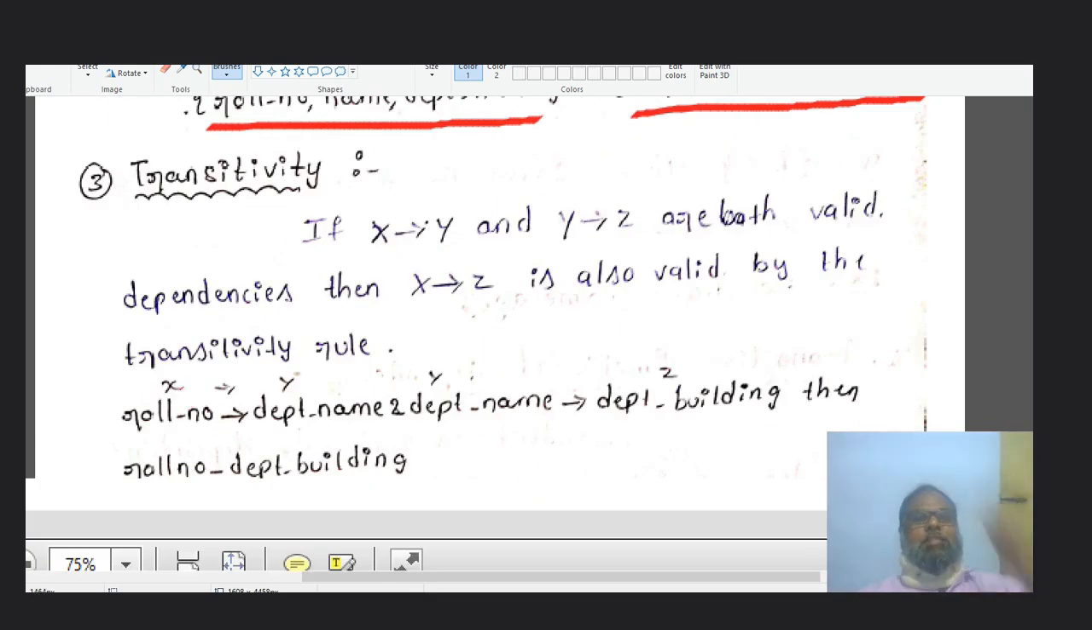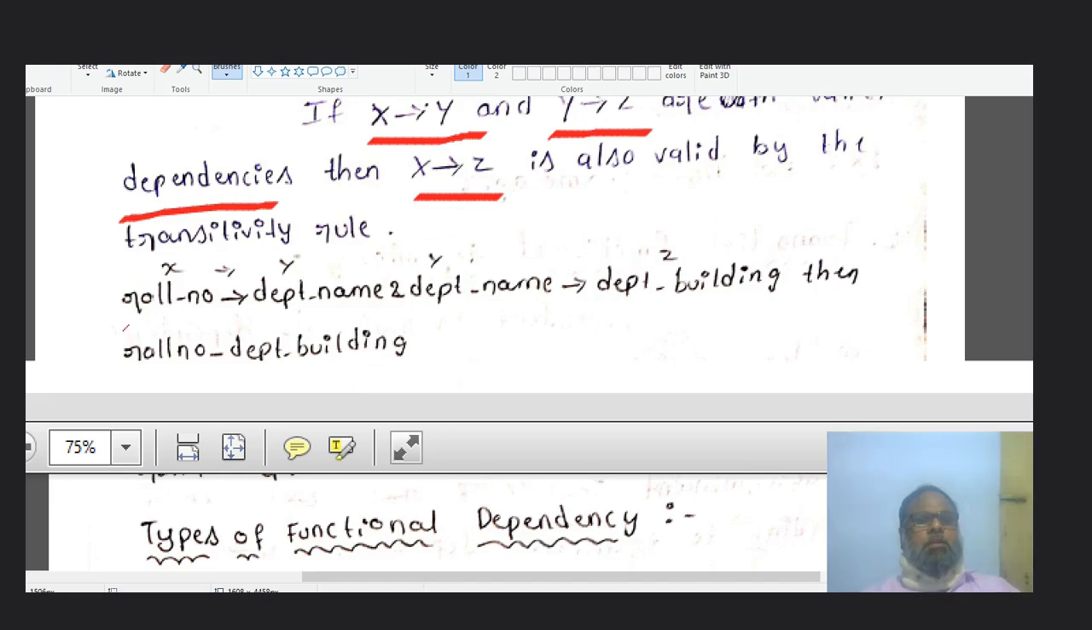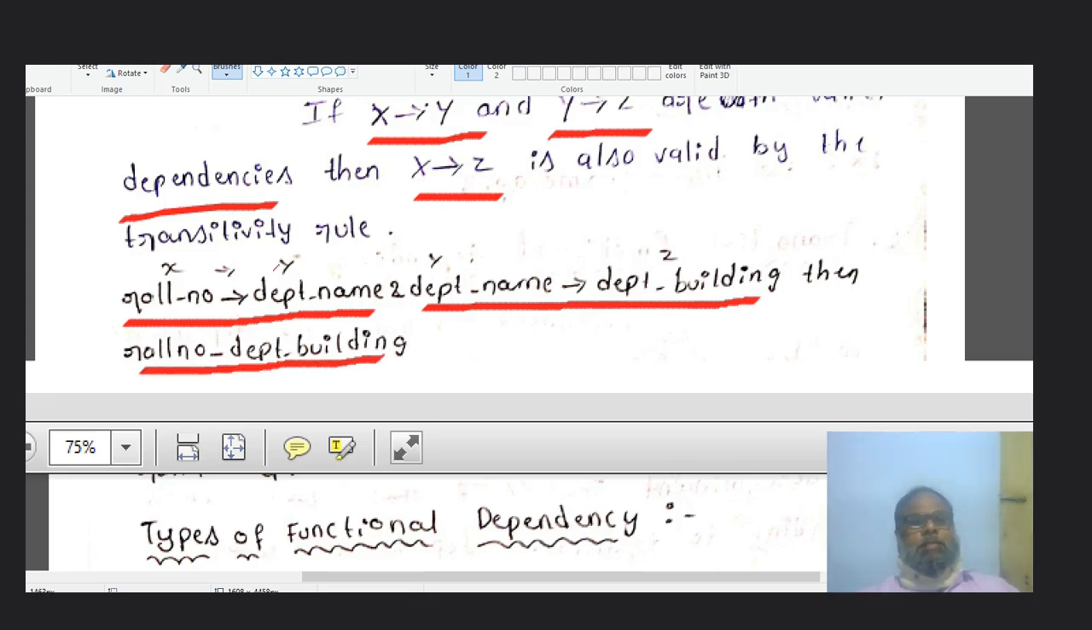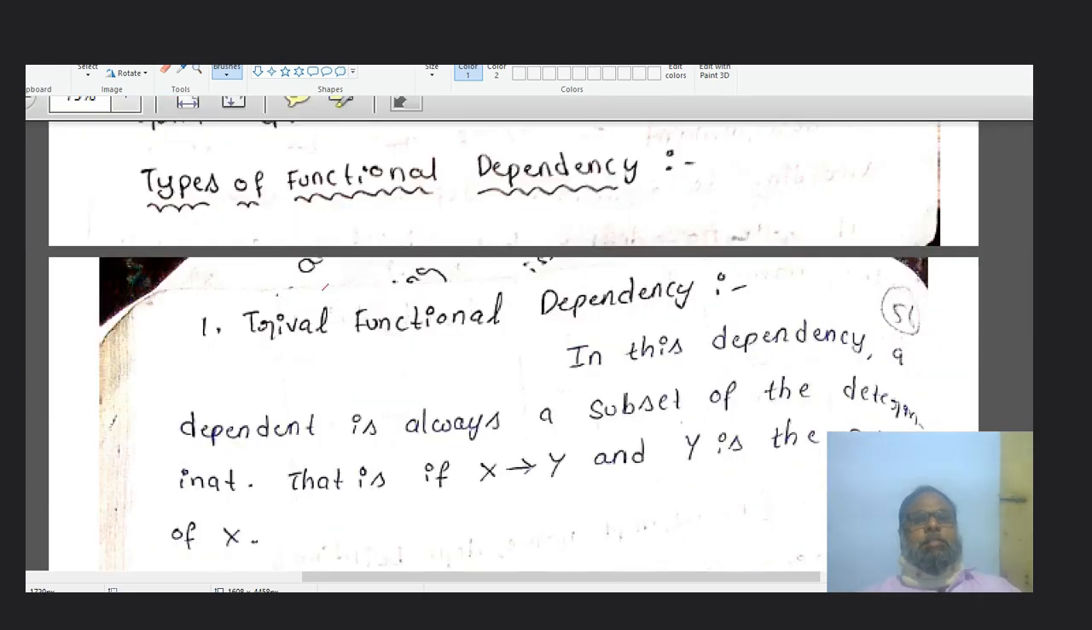Next one, the transitive property. In the transitive property, if X arrow Y and Y arrow Z are both valid dependencies, then this can be written as X arrow Z. Observe this example. Roll number arrow department name, and department name arrow department building, then it can be written as roll number arrow department building. So that is a valid functional dependency.